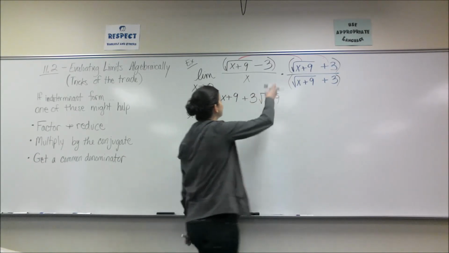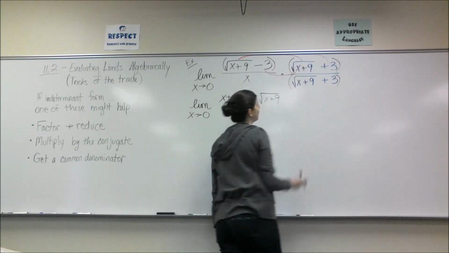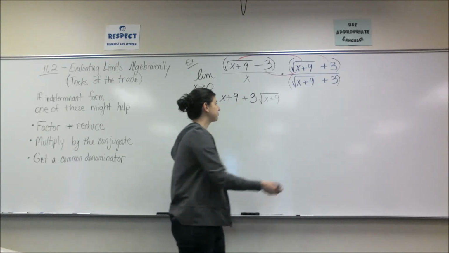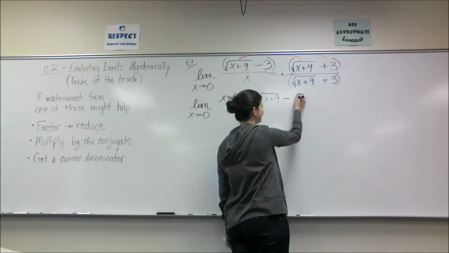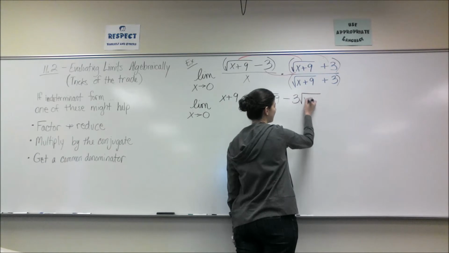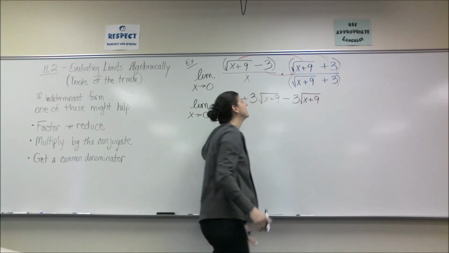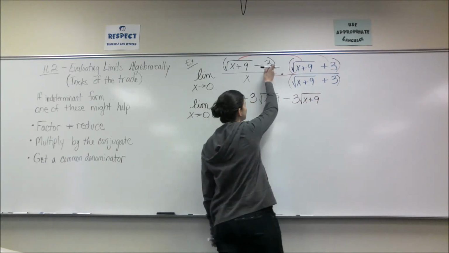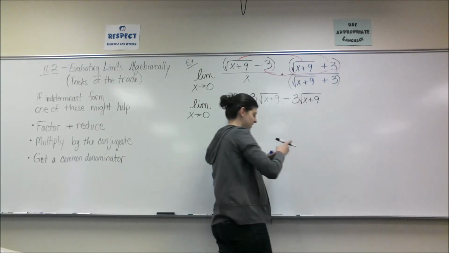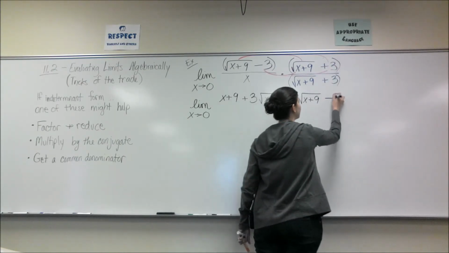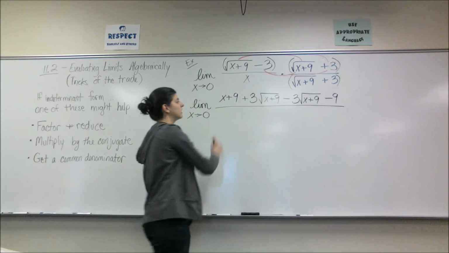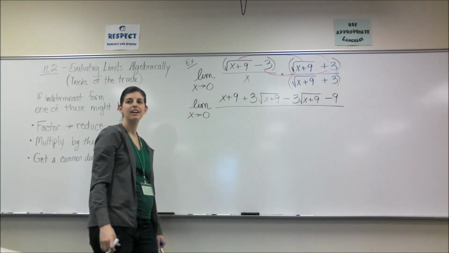Insides. Negative 3 times the square root of x plus 9, and then negative 3 times positive 3 gives me negative 9. That's the numerator. And yes, we'll simplify it here in a second.